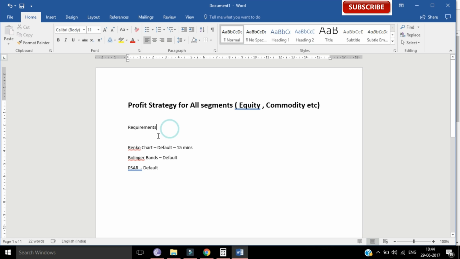So the strategy requirement is going to be a Renko chart, a default Renko chart. Okay, for the ones who are watching, listen. Renko chart of default. I'm using it in Zerodha, with a 15 minutes time frame. I'm taking the chart, and I'm going to use Bollinger Bands, with default settings, and we're just going to use PSAR just for confirmation purposes, just to avoid a few trades. So with these three simple indicators, we are going to do a profit strategy for all the segments. Try it out, and please let me know the reviews.